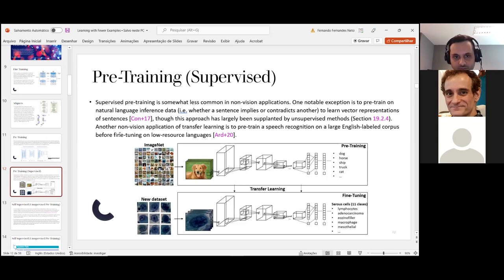So when we think of pre-training, as we can see in this figure, for example, if we think of the ImageNet dataset, we trained the convolutional neural network in order to classify if it's a dog, a horse, a sheep, a truck, or a cat. And for example, if we go through a new data set about tumoral cells, we can transfer part of the convolutional filters and layers for this new data set, and just train the top layers for specific tasks, such as detecting serous cells or lymphocytes, adenocarcinoma, eosinophilia, macrophage, mesothelial, etc.